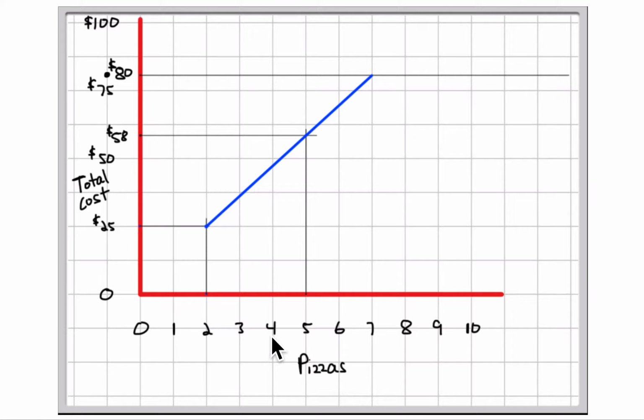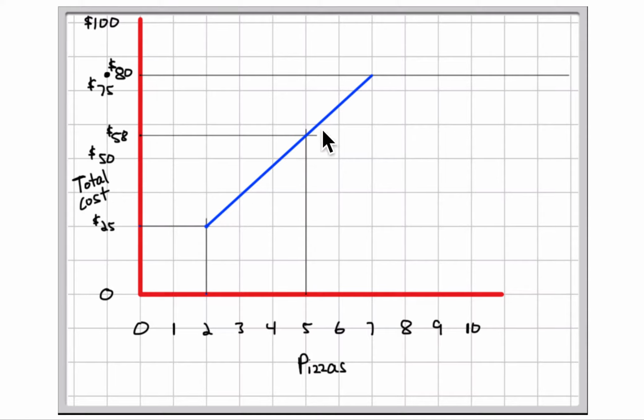Gee, I purchased 4 pizzas. How much money did I spend? How much does that cost me? So then you go up to this line, and actually that answer is $47. So you go over here and you see, oh, gee, it cost me $47. And just real quick, 4 times 11 is 44, plus a $3 delivery fee gets you to 47.